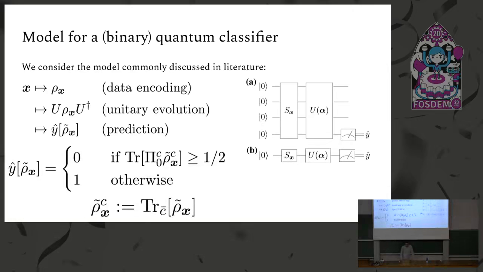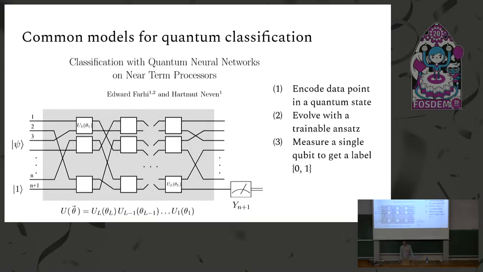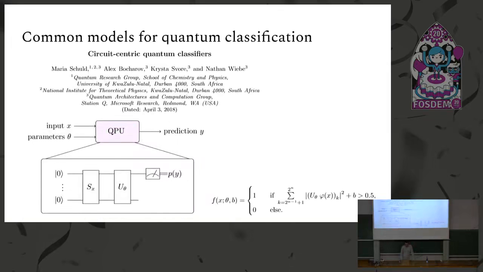Okay, so this is a standard model considered in a lot of recent literature. This is perhaps the first in this paper by Farhi and Neven from, I forget the year, but fairly recent. And here they're doing the same structure where it's this unitary circuit, and then they measure a single qubit in order to get their prediction. So there's these 3 points that they go through. Again, they encode the data, evolve with the ansatz, and then measure a qubit. There's other work that considers very similar models, and this is just to motivate a little bit that what we're doing is sensible.